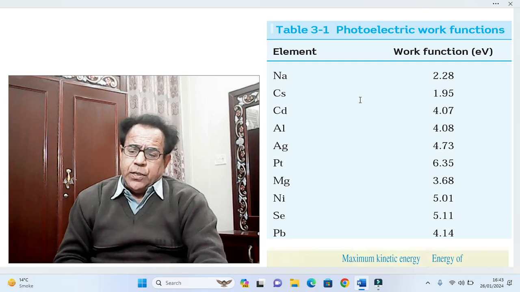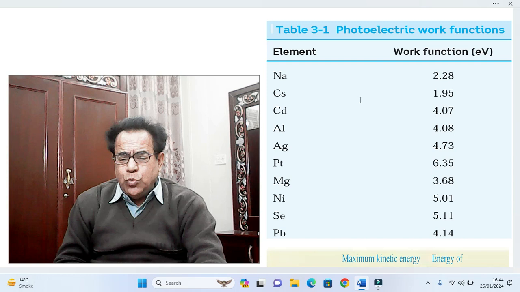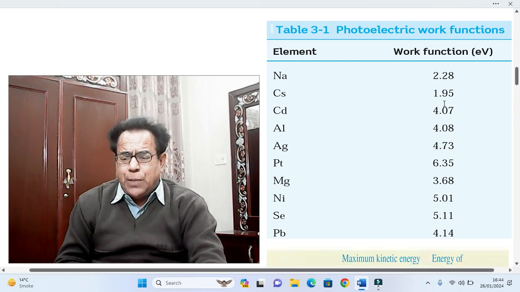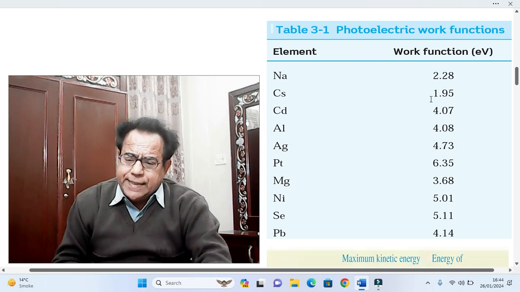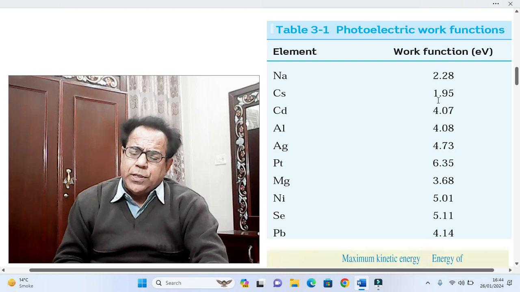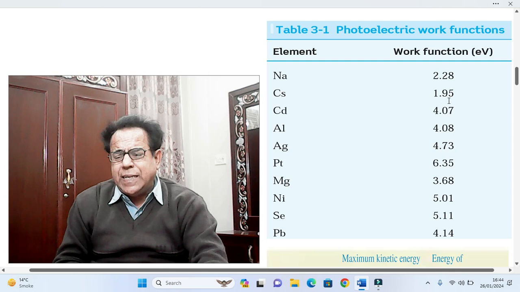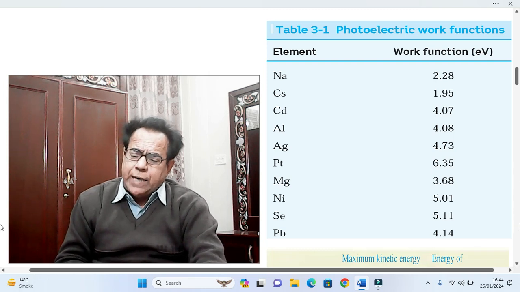Moreover, the value given in the statement is 1.90, while in the table it is given as 1.95. So we will not consider this. We will give preference to the value provided in the statement, which is 1.9, because when we put 1.90 or 1.95 a small difference will appear, and in such cases we have to prefer the value provided in the statement. So we will take the work function of cesium as 1.90 instead of 1.95.